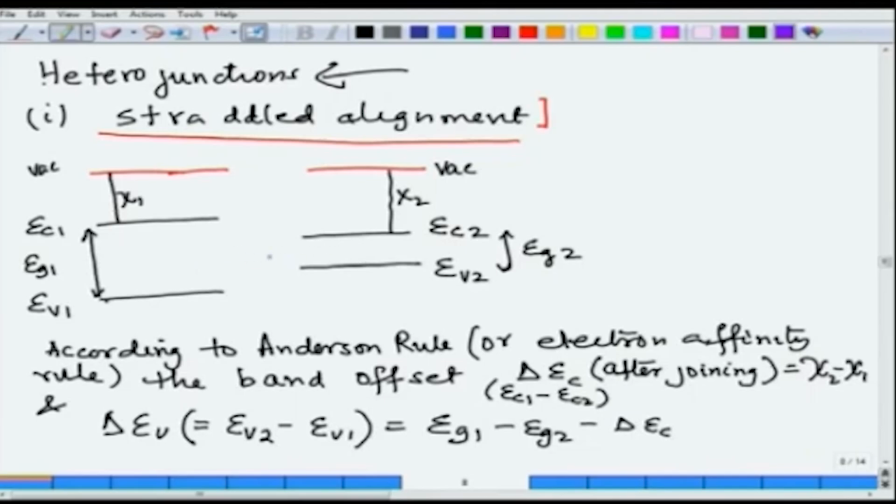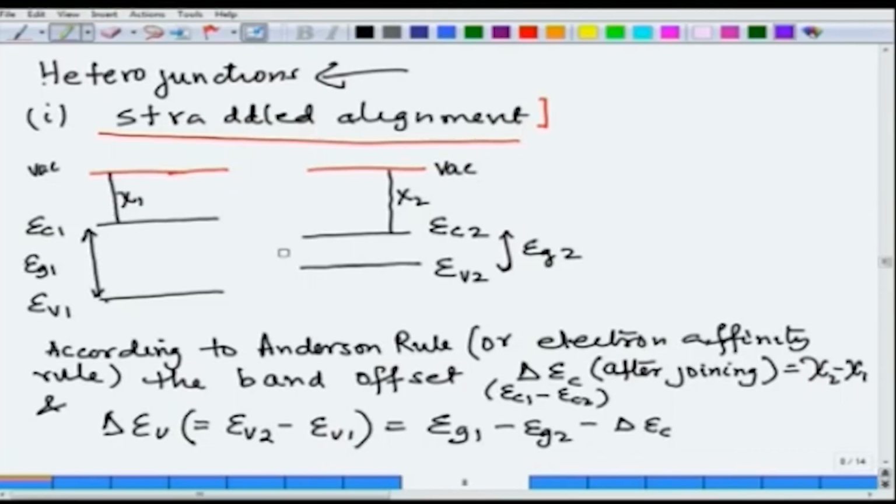That we are going to put there in a minute, but just wait for a second. But the question is, when we join them, remember EC1 minus EC2, that is the band offset in the conduction band at this point in time, when vacuum levels are aligned. When vacuum levels are right here, at that time there is a conduction band offset, EC1 minus EC2, which is some number delta EC. The question is, when you join them together, then what will be that delta EC?